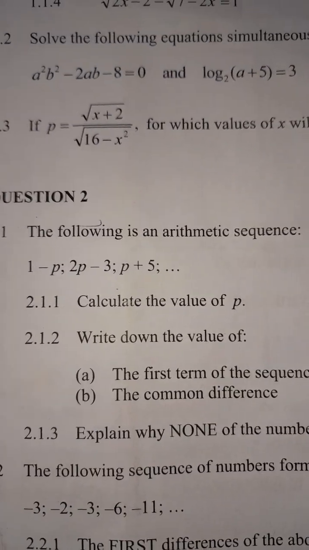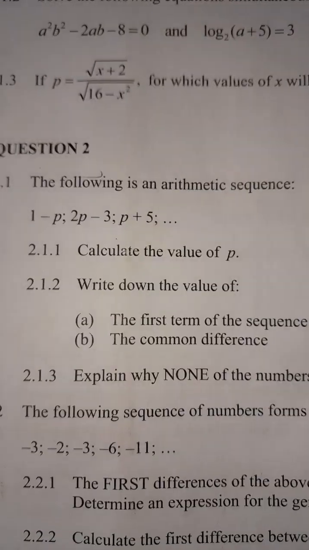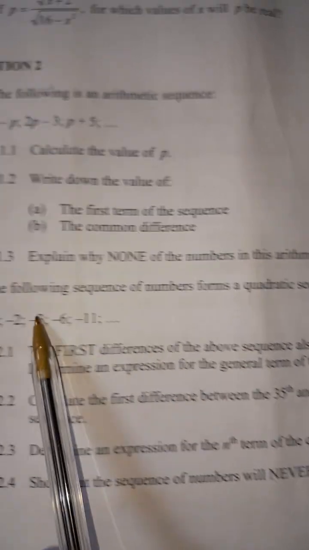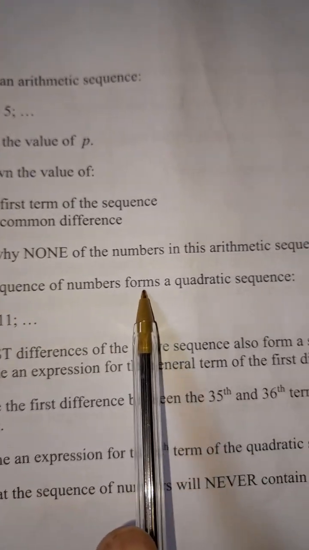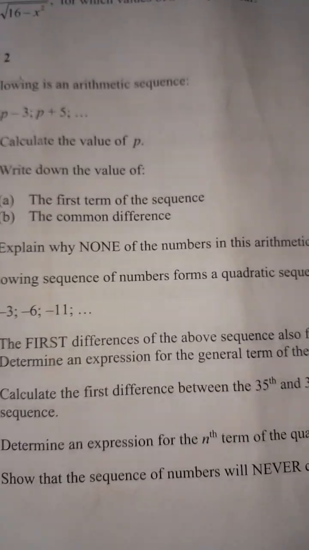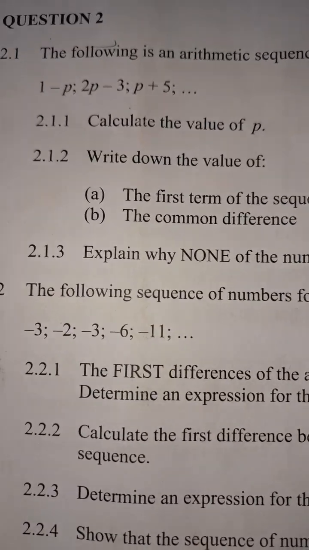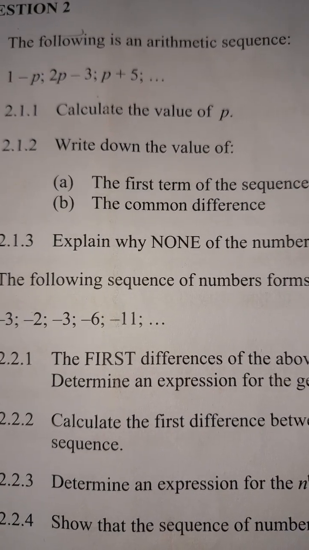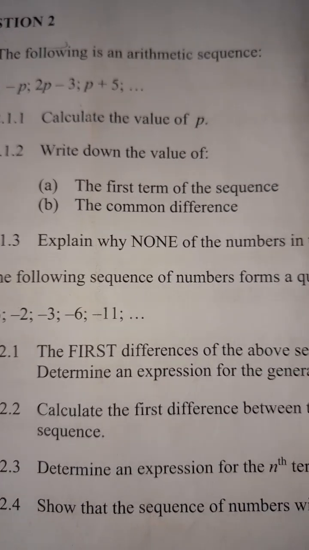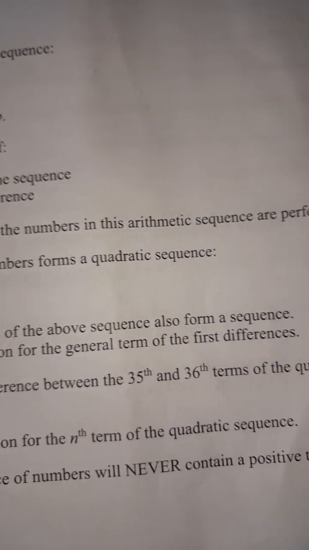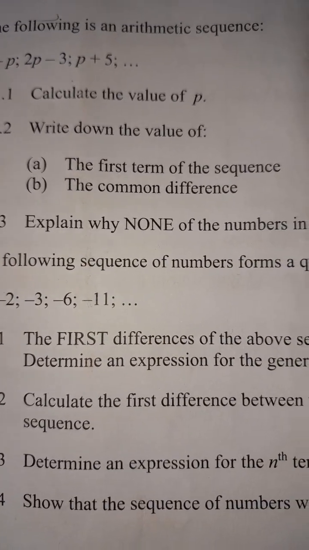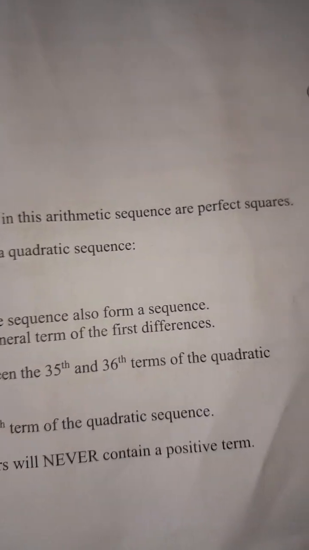So let's go to 2.2. The following sequence of numbers form a quadratic sequence, and we are given negative 3, negative 2, negative 3, negative 6, negative 11. Then at 2.2.1, the first difference of the above sequence also forms a sequence. Determine an expression for the general term of the first difference.